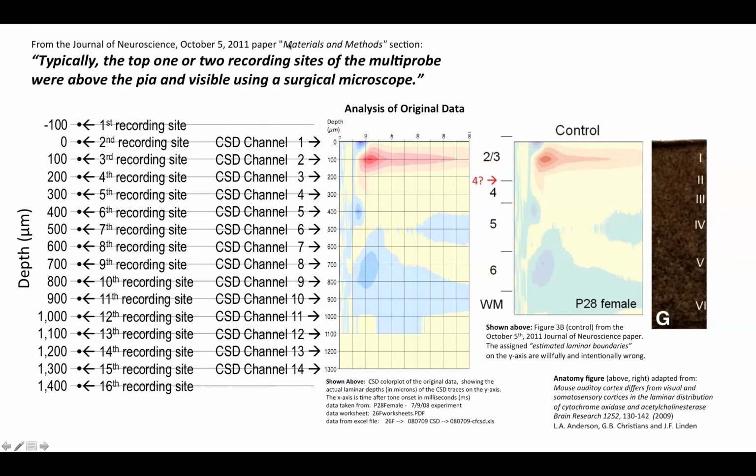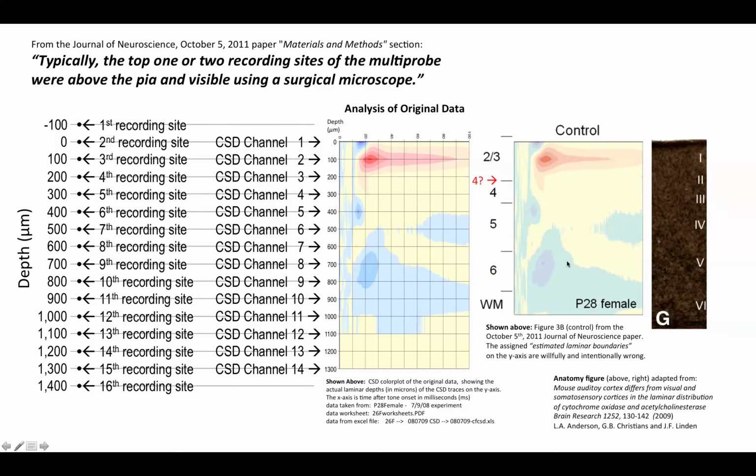And again, the methods section is very clear that the top 1 or 2 recording sites of the multiprobe were above the pia and visible using a surgical microscope. So the simplest way to interpret this data is to say that this is a layer 1 sink, especially given that it's recorded at a depth of 100 microns. That's a much more straightforward interpretation than positing that layer 1 of cortex is above the surface of the brain, or that layer 4 is at a depth of only 200 microns, which is absolutely not supported by the anatomy.